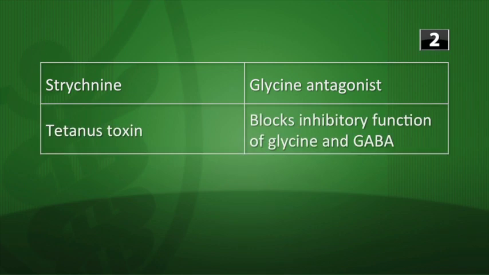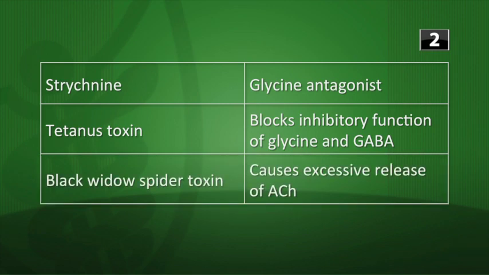Tetanus toxin, also called tetanospasmin. This is also blocking inhibitory function of glycine, but it's also blocking GABA, another important inhibitory CNS neurotransmitter. It's basically binding to specific inhibitory cells called Renshaw cells, and these cells release glycine and GABA. So if you block this inhibition, you're going to get overstimulation again, and this leads to muscle spasms.